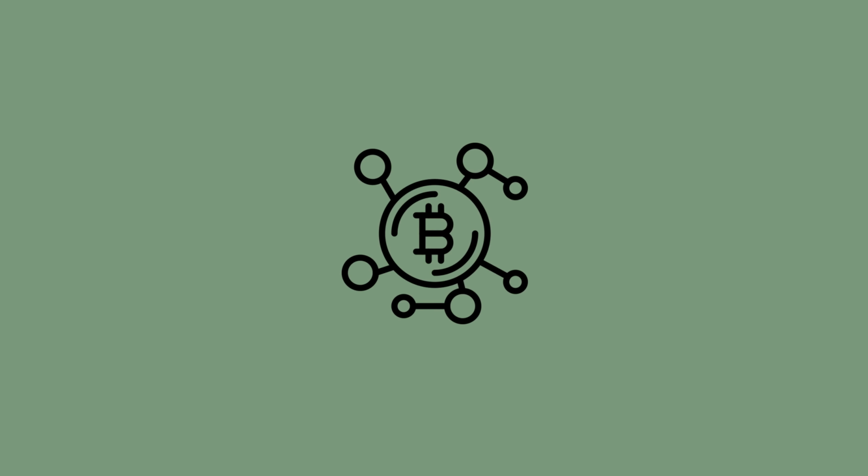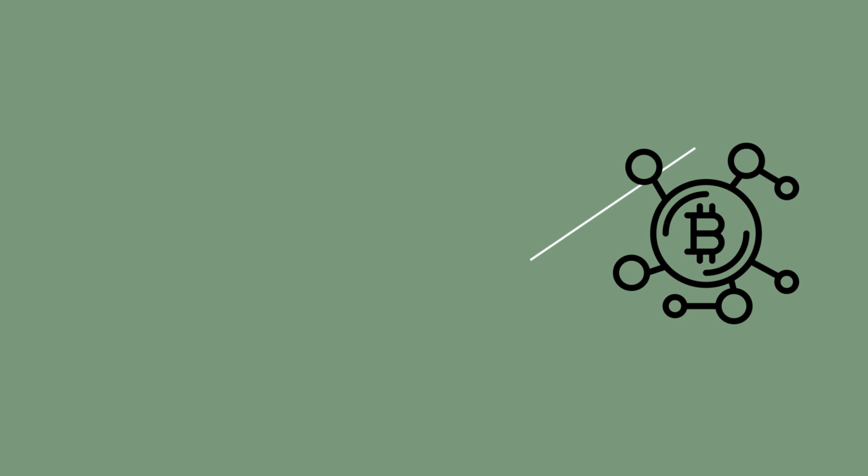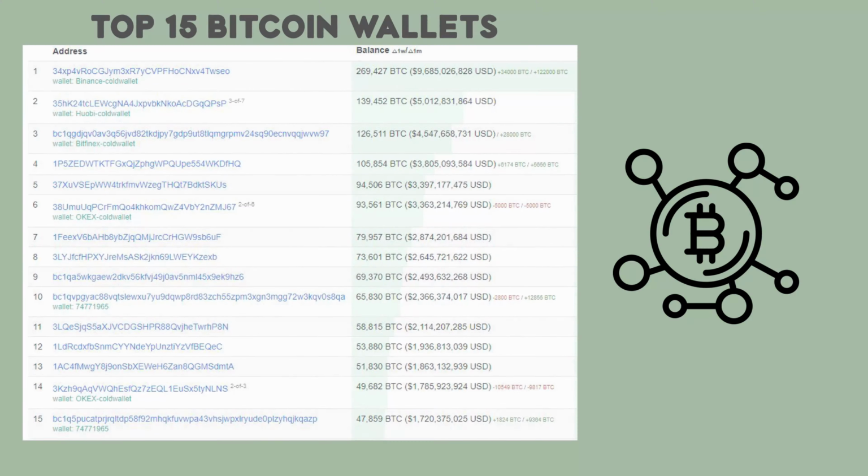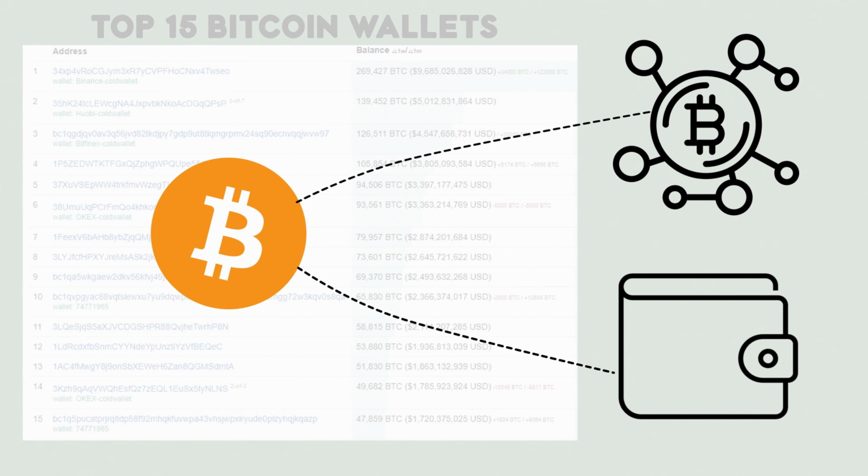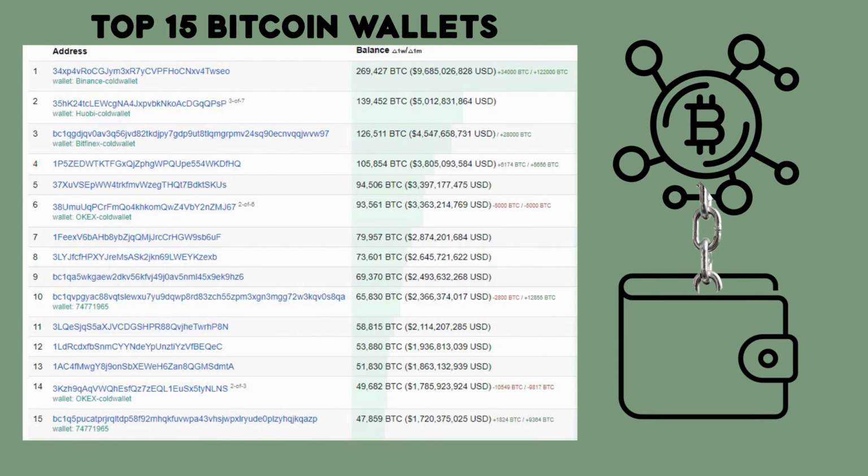For each individual token, its blockchain keeps a record of what wallet addresses hold how many tokens. So your wallet does not actually hold any money. However, it is the proof that you own the amount of crypto you say you do. This is accomplished through the use of public and private keys.